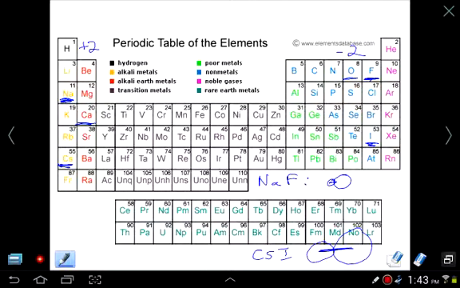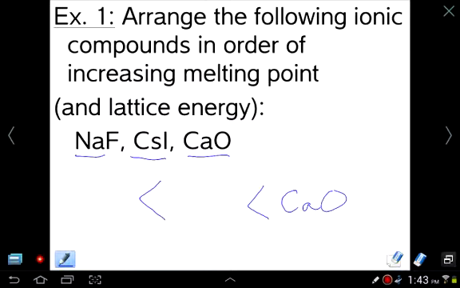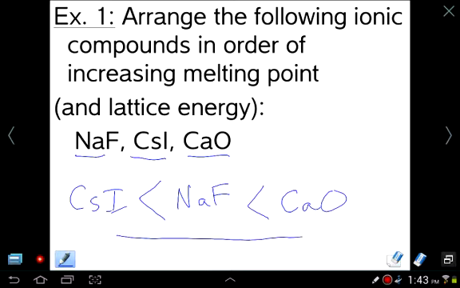Therefore, the attraction is stronger in the smaller distance, because recall the equation said the distance gives you an increasing lattice energy. So we'll have to put, since sodium fluoride has a higher lattice energy, we'll put them right in front of calcium oxide. And then cesium iodide has the least lattice energy, is the idea. So here would be the arrangement.